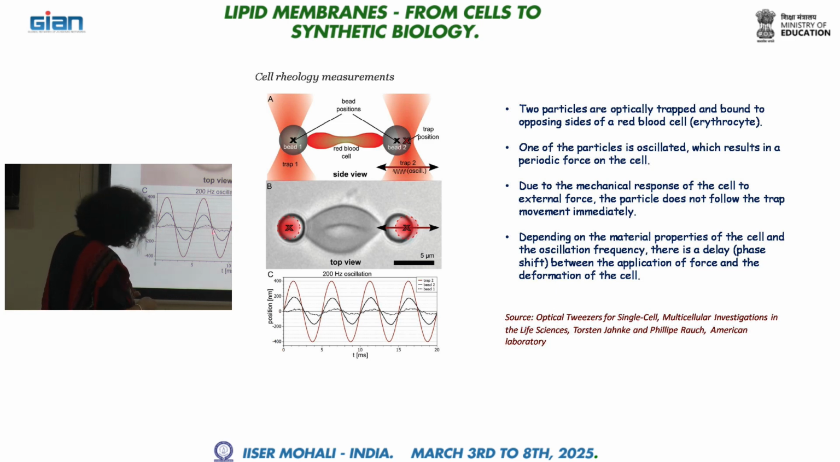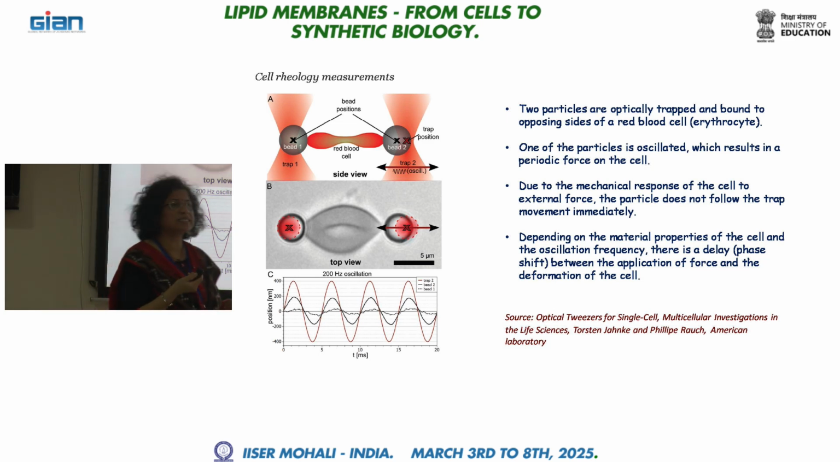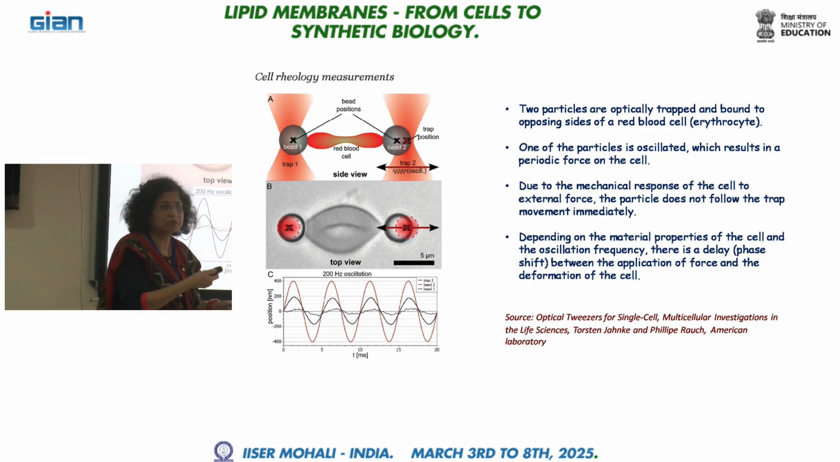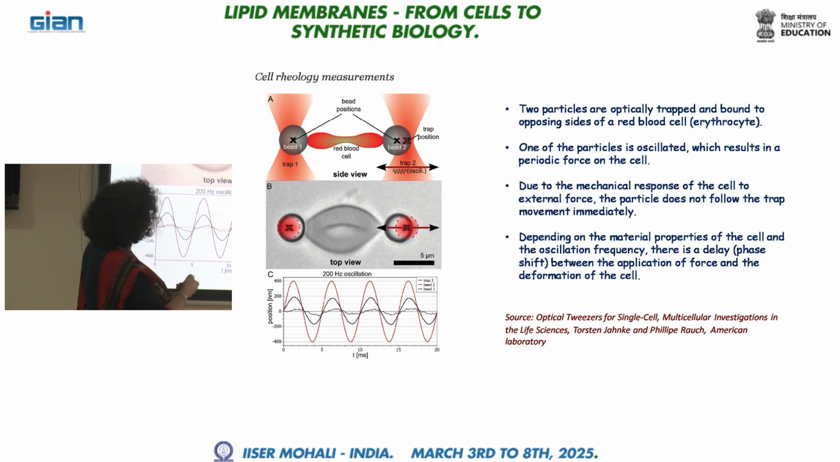So hidden in this particular information, in this particular curve, is the information about the viscoelastic behavior of the red blood cell. So this is again something you could do with an optical tweezer to figure out about the mechanical properties of, let's say, a human red blood cell, right?